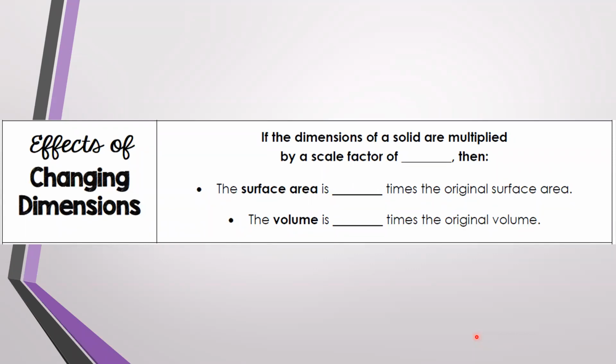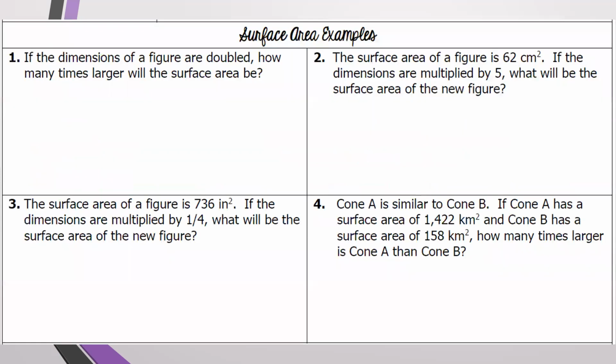What happens if we have a solid, but we multiply it by a scale factor? And we're going to call that scale factor A. Okay, and you could call it A over 1 if you wanted. What's going to happen though is if I take this solid and I multiply its dimensions by a number, then its surface area is going to be that number squared times bigger, and its volume will be that number cubed times bigger. Okay, so let me show you.